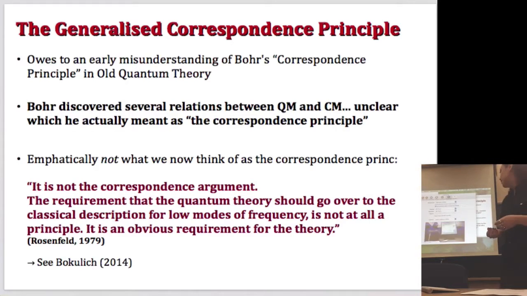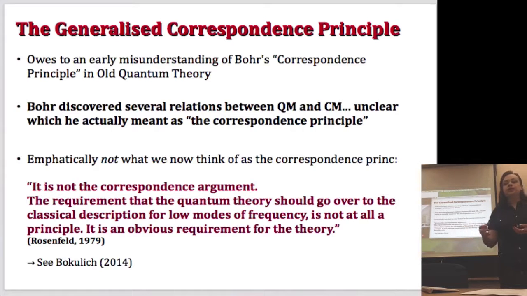Actually, Bohr discovered several different relations between quantum and classical theory. And it's not clear which one of these he meant to designate the correspondence principle. But whatever he meant, it's clear that he didn't mean it to be what we now know as the correspondence principle, this general idea that quantum mechanics will go over to classical mechanics in the realm of large orbits and large masses. His student Rosenfeld questioned him about this, and Bohr says, no, that's not the correspondence argument. The requirement that the quantum theory should go over to the classical description is not at all a principle, it's an obvious requirement for the theory.